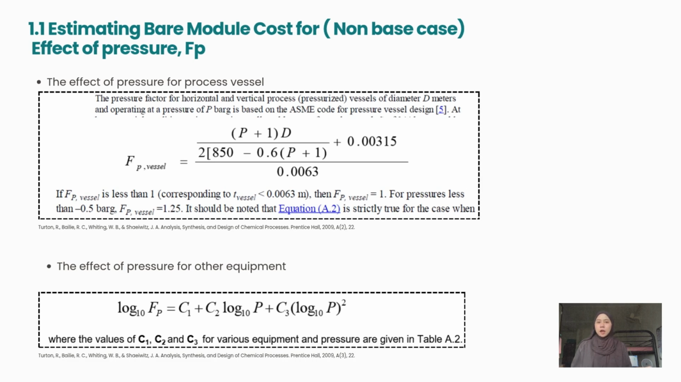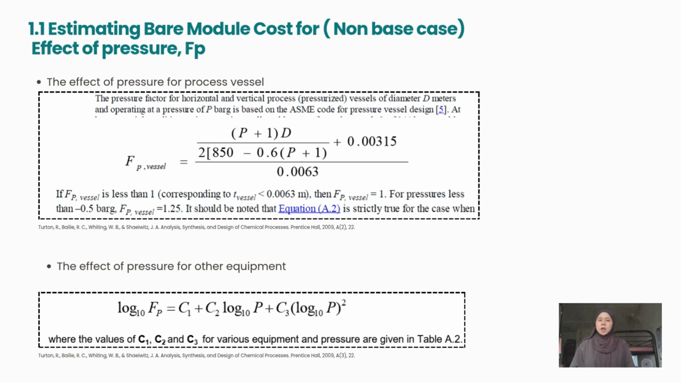Next, let's look at one of the main factors that affect the bare module cost under non-base condition, which is the pressure factor. There are two categories we need to consider. The first one is for process vessels. This formula is applied to both horizontal and vertical vessels. In this formula, we insert the diameter and pressure in bar unit. There are some conditions where we set the FP value to a fixed value.